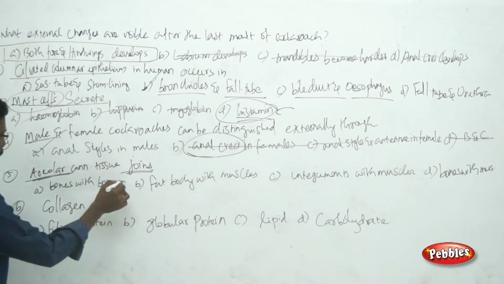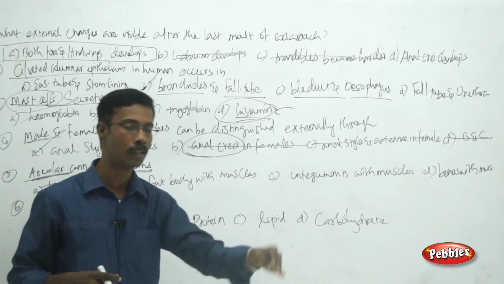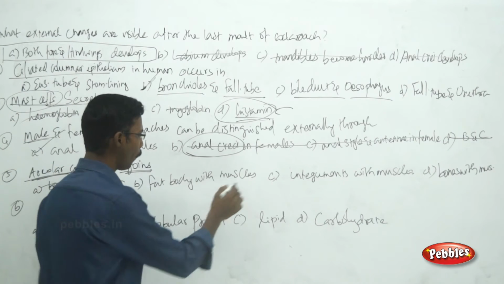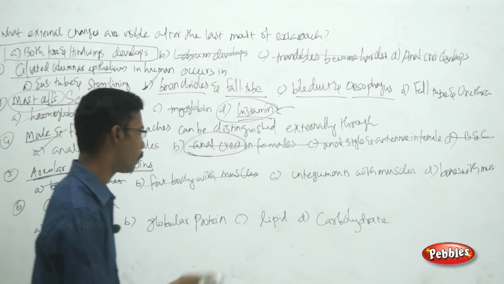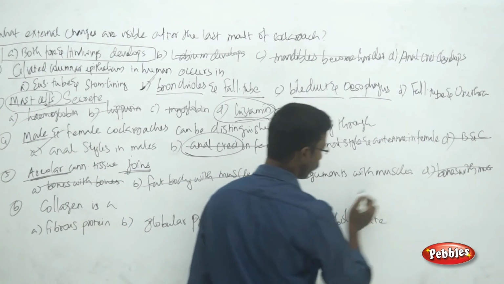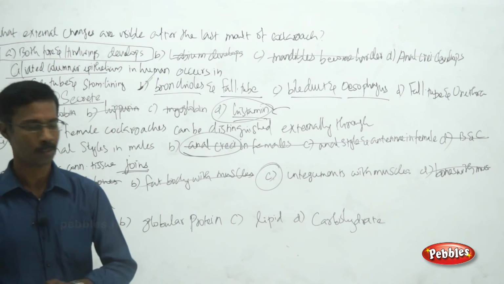As I told you, they are not going to fuse the bones. They are going to be just beneath the skin. Fat body with the muscle is done by the adipose tissue, and bones you can easily eliminate. The choice over here is integuments with the muscles.